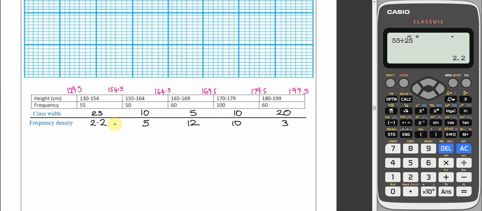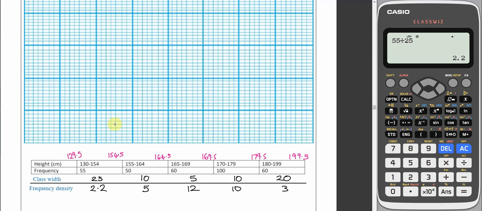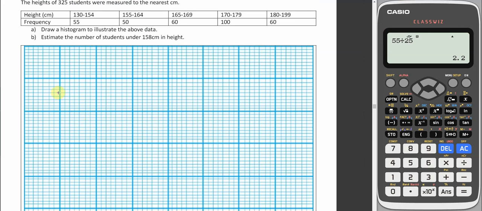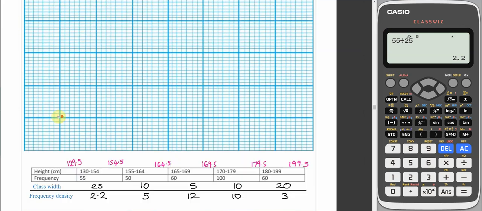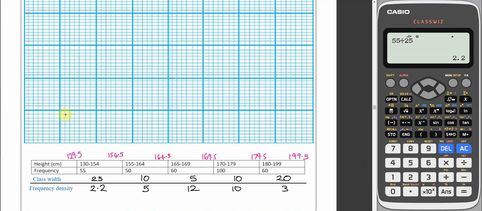Now we can start drawing our graph. So let's think about scale. Have a look at how many big squares are going across, how many big squares are going up, and try and use as much of the graph as you can.